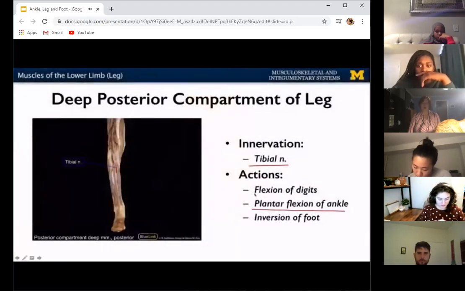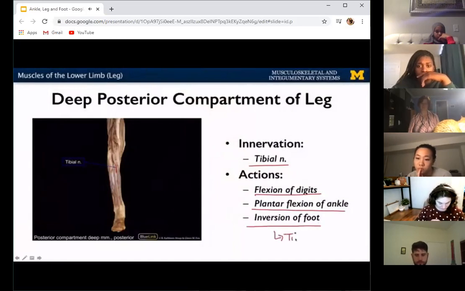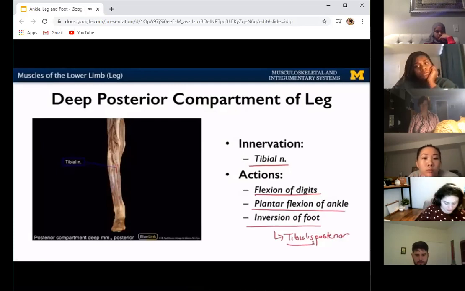Certain muscles within this compartment will also play a role in terms of flexion of the digits, so think about curling your toes, as well as inversion of the foot, because you have in here your tibialis posterior muscle. So tibialis, we're talking inversion of the foot. So these muscles, as you can see, are going to extend into the foot, so the tendons are actually extending, so they can play a role in terms of the digits or in terms of the subtalar and transverse tarsal joints.